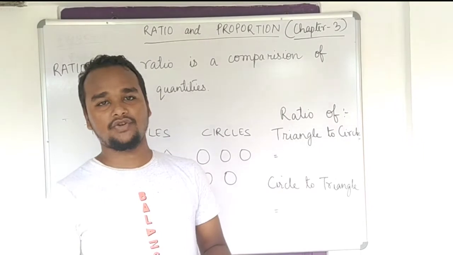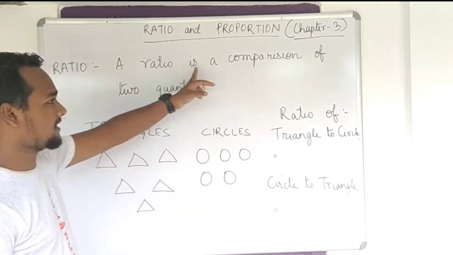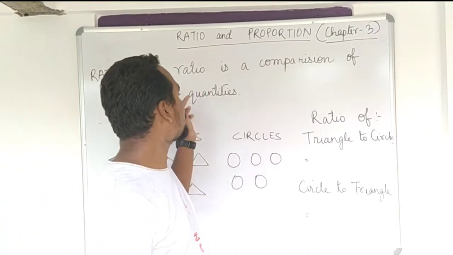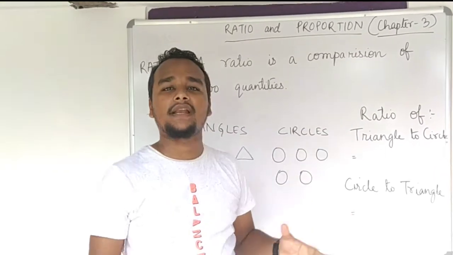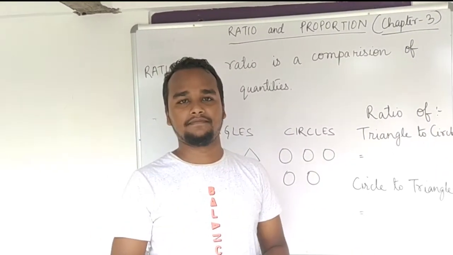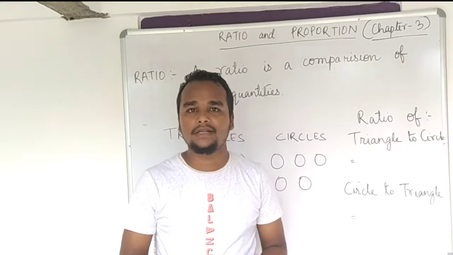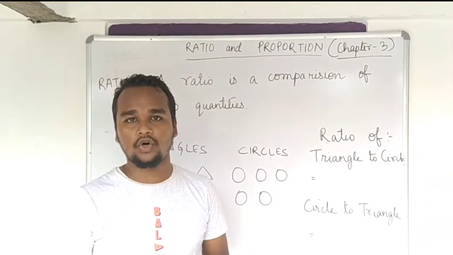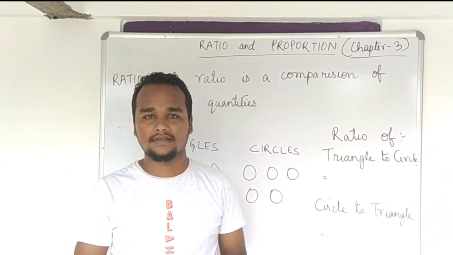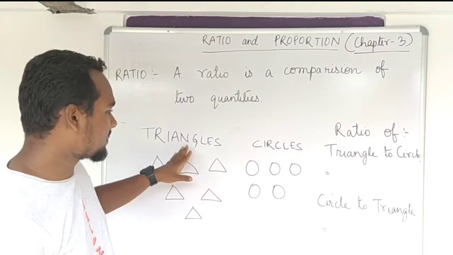What is a ratio actually? A ratio is a comparison of two quantities. That means a ratio is a comparative term and it is used to compare the quantities of two different things. As an example, you can find it in the board.